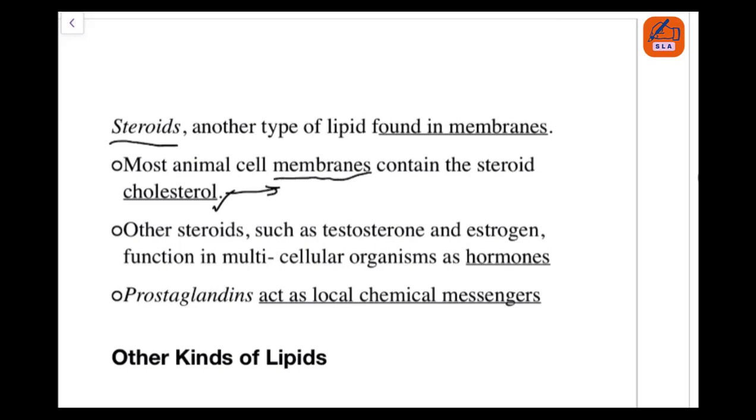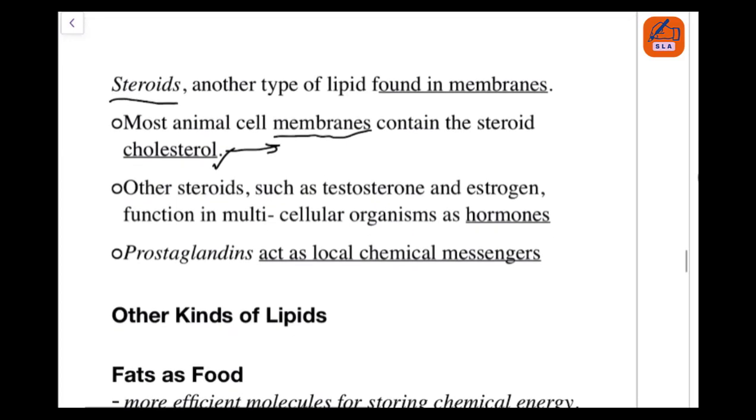They form, together with phospholipids, integral parts of what? Of the cell membranes. I'm getting more curious about the structure of the cell membrane. I want to see how it looks.